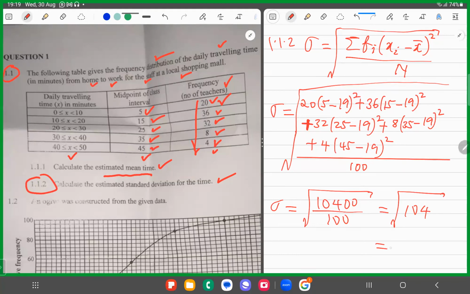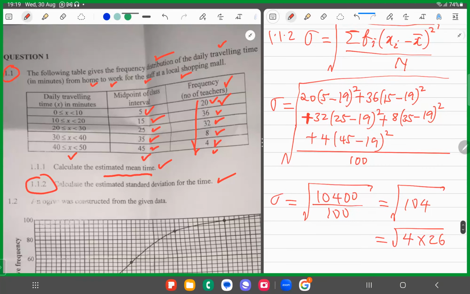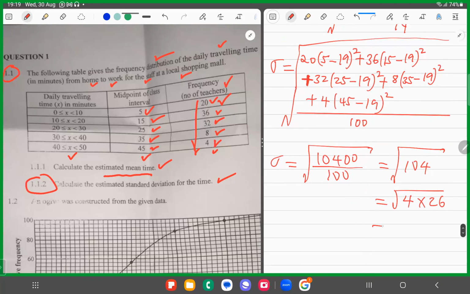The square root of 104 can be seen as follows. It is exactly 4 times 26. And 4 times 26 can be seen as 2 into the square root of what? The square root of 26. And this is the estimated standard deviation.